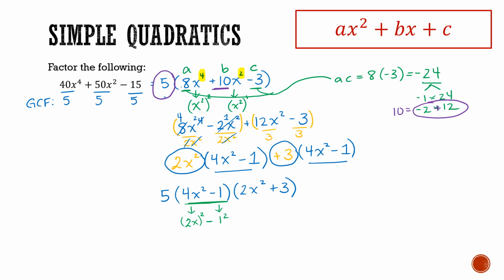So factoring this further, I now have 5 times, for my difference of squares, I have one set of brackets with a plus and the other with a minus. The first term is the square root of 4x squared, which is 2x. And the second term is the square root of 1, which is 1. And this last term now, 2x squared plus 3, can this be factored further? Well, in the previous video, we also talked about how the addition of squares cannot be factored. So this cannot be factored any further, and so we're going to write it as 2x squared plus 3.